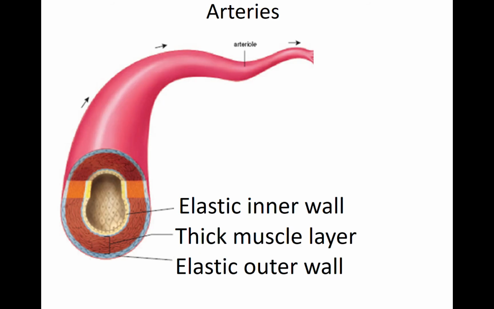Arteries. These carry high pressure blood. Because they're taking blood away from the heart, the blood will be of a high pressure because of the muscles in the heart pumping the blood through them. That means they have an elastic inner wall and a very thick layer of muscle. That thick layer of muscle is able to expand as the pressure increases. They also have an elastic outer wall.